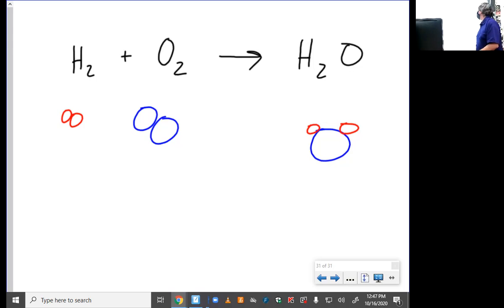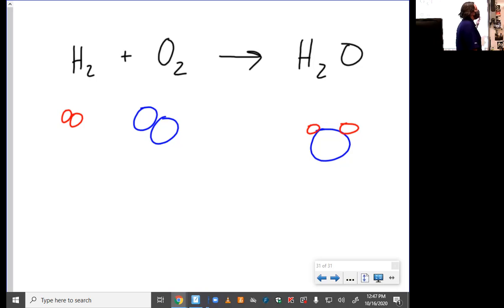So let's look at what we have here. Hydrogen, we have two atoms. Oxygen, we have two atoms. After the reaction, we have H2O. Does anybody see a problem? There's not two hydrogen or two oxygen. Yeah, what happened? We have an oxygen that has poofed out of existence. Is that possible? No.